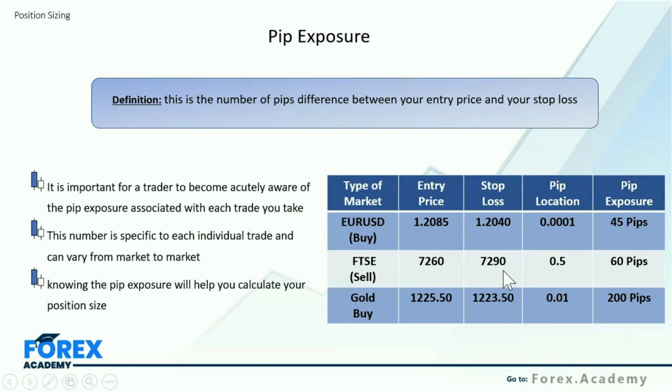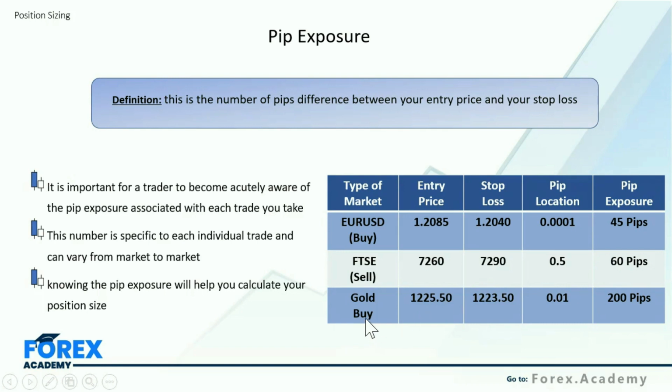And although you'd be correct from a price perspective, you're actually incorrect from a pip location perspective, because the smallest incremental move in the FTSE market is actually a 0.5. So these are both to the whole number. So what you're seeing is 30 prices higher, but because the pip location is 0.5, it actually means in the FTSE, in this particular example, we have a pip exposure of 60 pips, and that's the difference between our entry price and our stop loss.